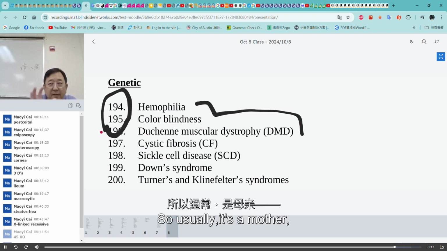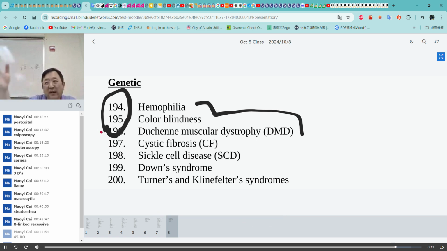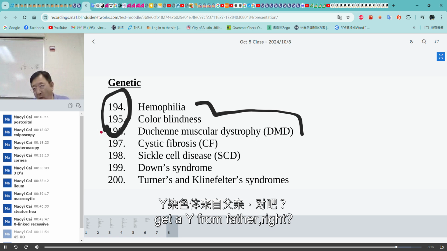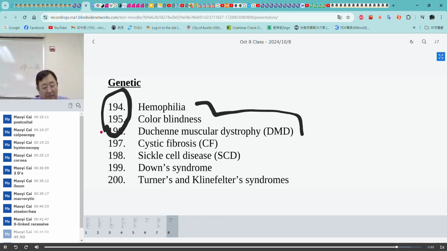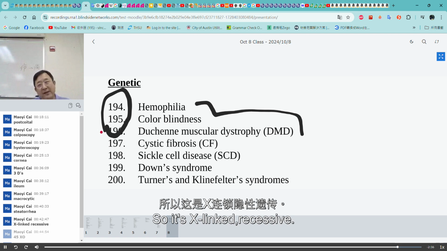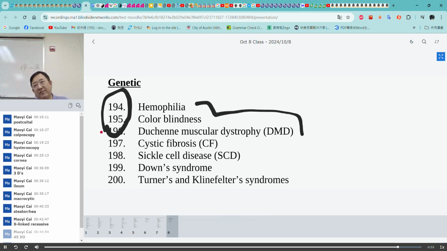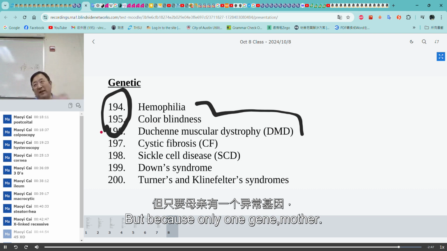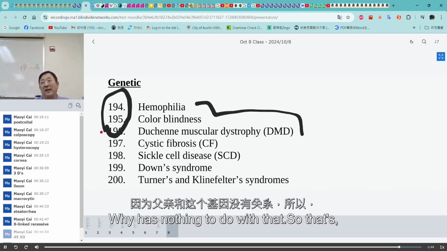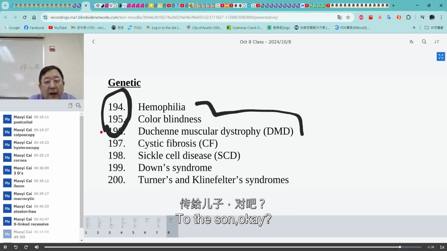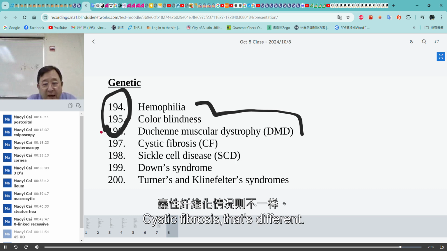disease. So usually, the mother is a carrier, as an X chromosome carries this abnormal gene. Father is totally normal. Then when they have a baby who is a son, the son gets X from mother, gets a Y from father, right? Father has a Y, nothing. But mother gives a wrong X, so the baby has a disease. So it's X-linked recessive genetic disease. Recessive means hidden, because the mother may be normal, just a carrier. But because only one gene, and father gives Y, Y has nothing to do with that. So if you get one from mother, you get it. So the typical pattern is the mother transmits to the son. Okay.